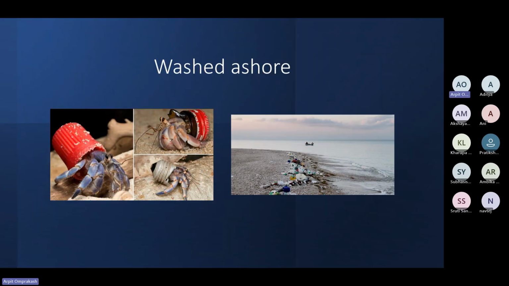Right. Then sometimes you see that they come up and are washed ashore. So you see a lot of plastic deposited on the beaches or along the shoreline of a place, coming out from the ocean and getting deposited there. Then sometimes these plastics are used by other organisms, which should not actually be using them.